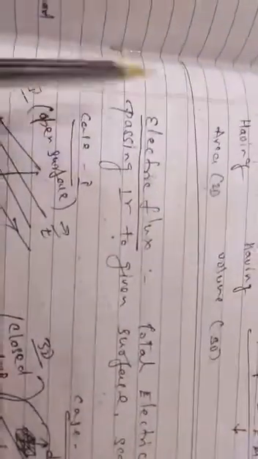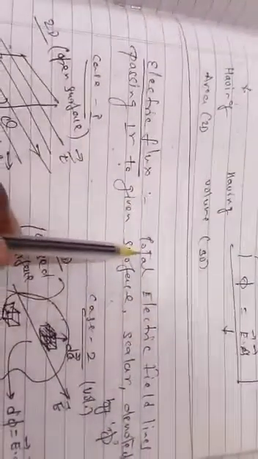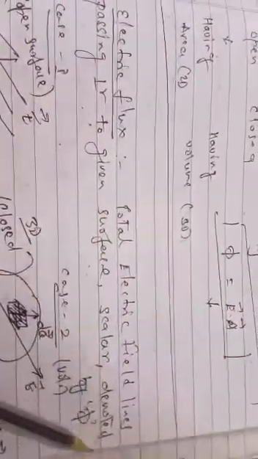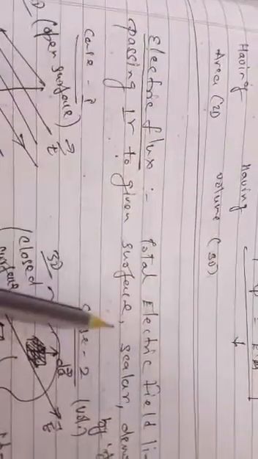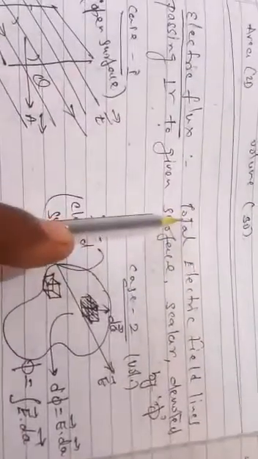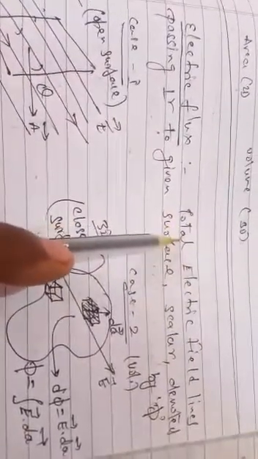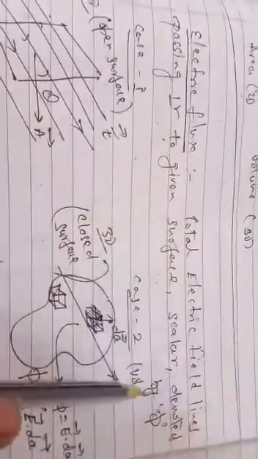Today we are going to discuss electric flux. Electric flux is defined as the total electric field lines passing perpendicularly to a given surface. It is denoted by phi and it is a scalar because it's only a number. As we have known, total means a number: the number of electric field lines passing through a given surface.